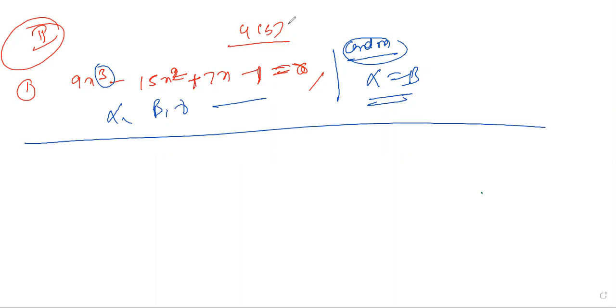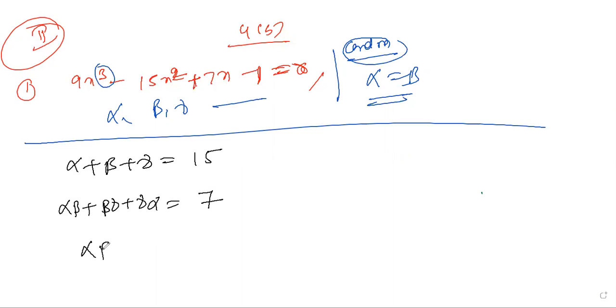So whenever they mention conditions in the question, you have to do one thing. First of all, you have to write S1, S2, S3. That is the first step. S1 is alpha plus beta plus gamma. How much is the value? Minus of minus 15 becomes plus 15. Second, alpha beta plus beta gamma plus gamma alpha. This is S2, directly plus 7. Third, alpha beta gamma.